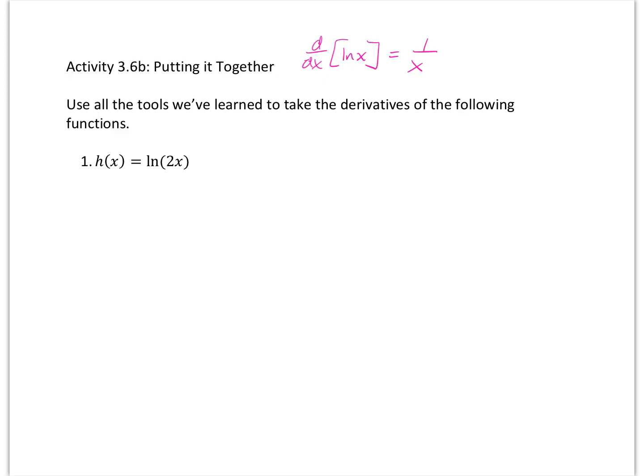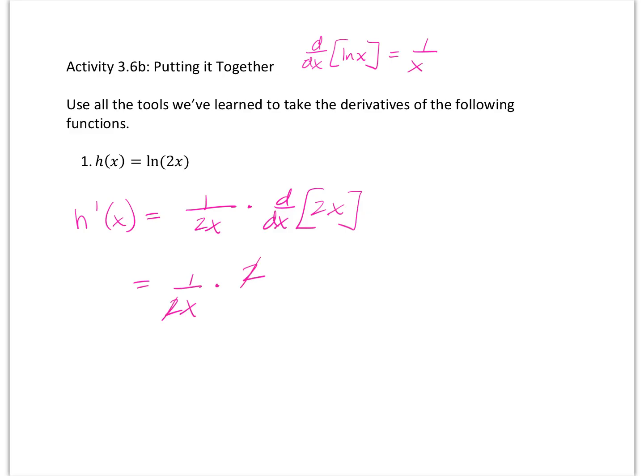Okay, so this is the ln of some stuff. So I'm going to have to use the chain rule to take this derivative. It's going to be 1 over the stuff, right? Because the derivative of ln x is 1 over x. So the derivative of the ln of some stuff is 1 over the stuff. And maybe I won't write stuff, I'll write 2x. 1 over the stuff times the derivative of the stuff. Okay, so that's 1 over 2x times the derivative of 2x, which is 2. My 2's cancel, and I get 1 over x.